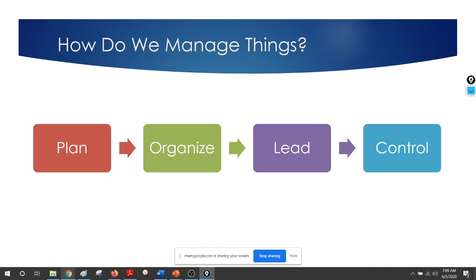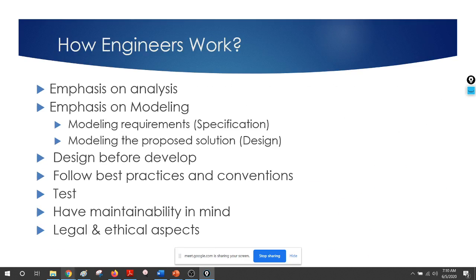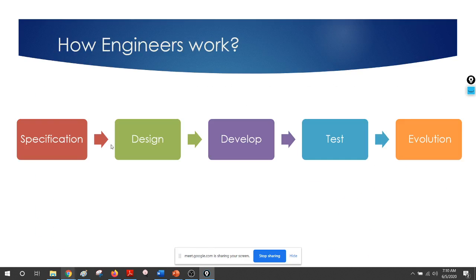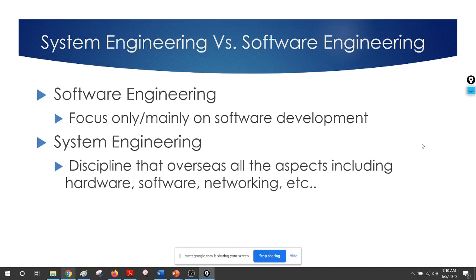Okay, so managers, what is that systematic way? Remember, how do engineers work? That is very important. How do engineers work? Specification, design, develop, test, evolution, right? So they do the specification, design, develop, and test. They also look at modifications. Right?